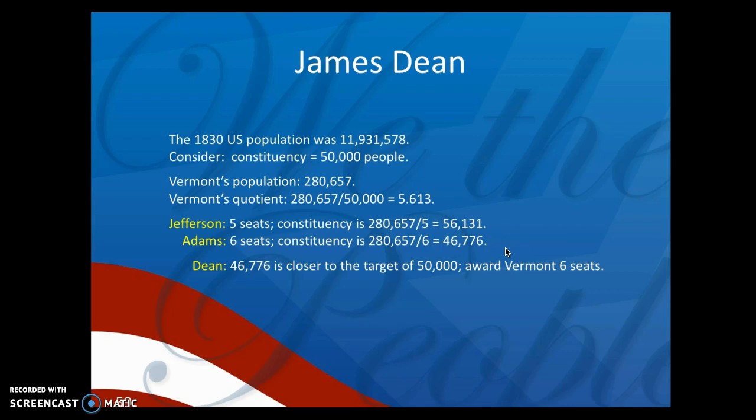So Dean would argue that 46,776 is closer to 50,000. Right? Those are off by 3,200 and something. Whereas if you take 56,000, you're off by 6,000. So since this number is closer to 50,000, Dean would say give Vermont 6 seats. Again, not because we're rounding up, not because of the 0.6, but because the constituency is closer to the goal.